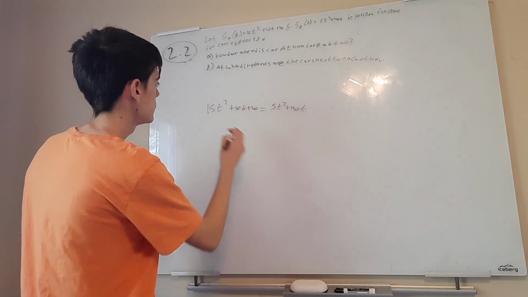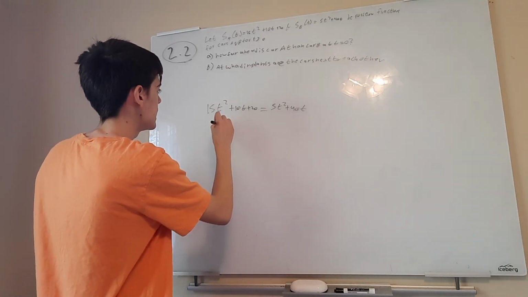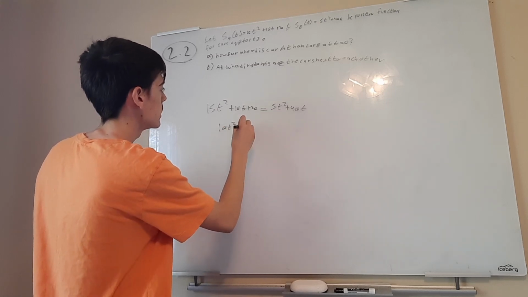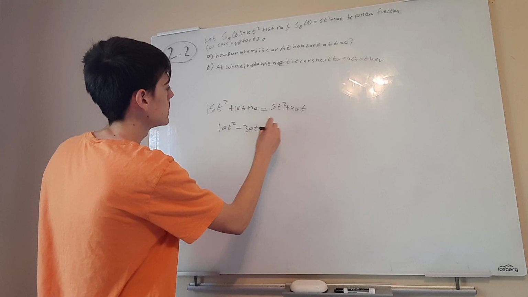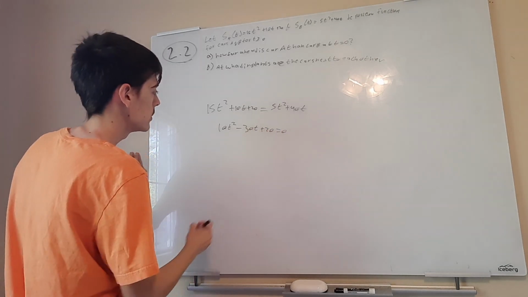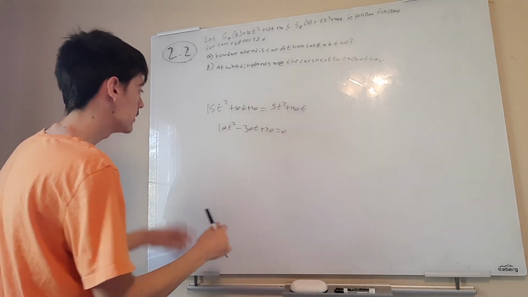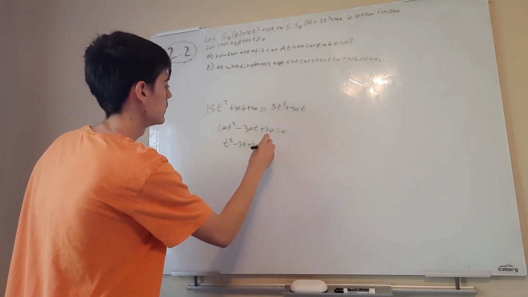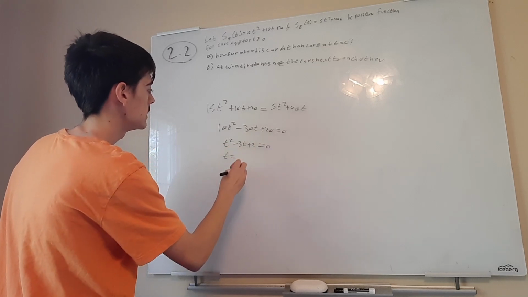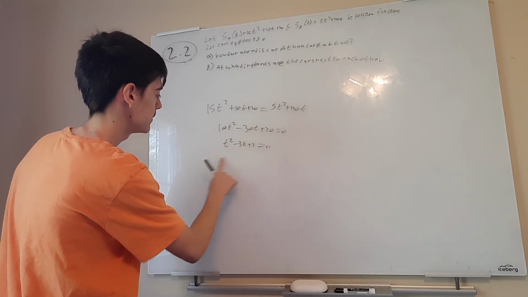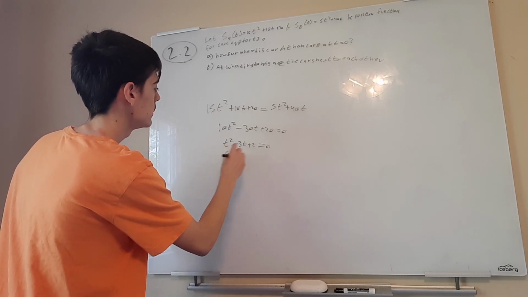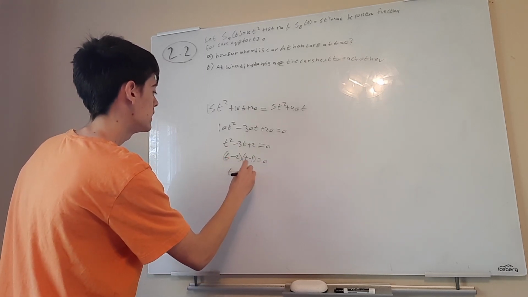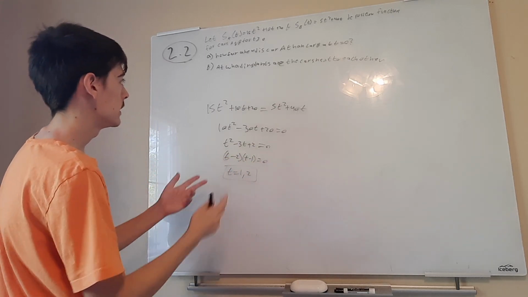If we wanted to simplify this, 15t squared minus 5t squared is 10t squared. And 10t on this side, 40t on this side, so it's 10t squared minus 30t, and then plus 20 equals 0. All of these terms, we can divide all of these by 10. So t squared minus 3t plus 2 equals 0. And then we can factor this into t minus 2 times t minus 1 equals 0. And from this, we find that t equals 1 and t equals 2. And that is part B.